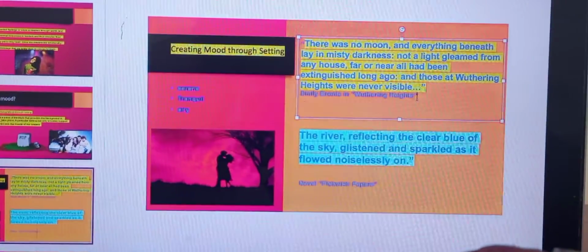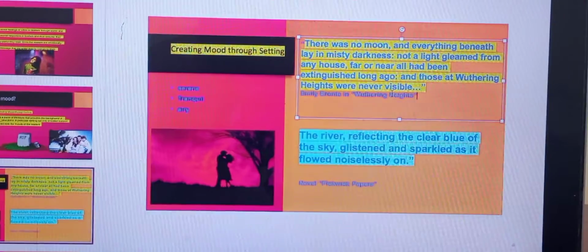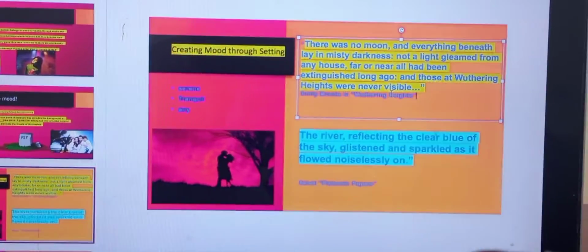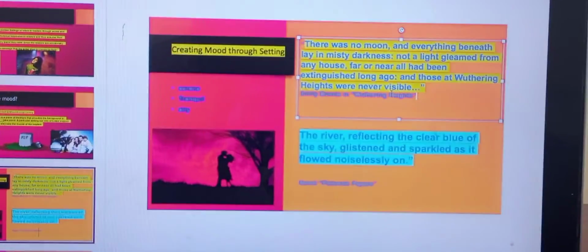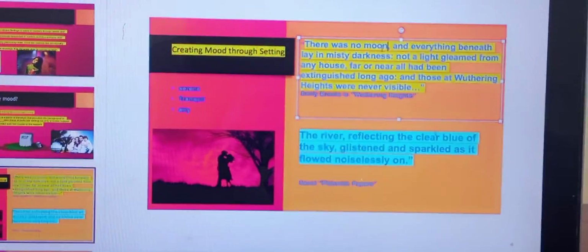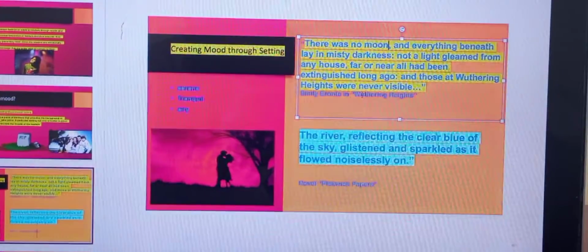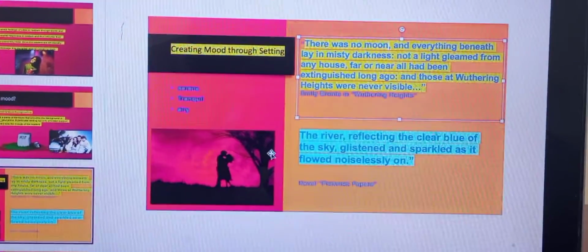Now, this is a piece from Emily Bronte. It says, "There was no moon, and everything beneath lay in misty darkness. Not a light gleamed from any house. Far or near, all had been extinguished long ago." Now, right away, we can see there's no moon. That tells us that there's a darkness and there's a misty darkness.